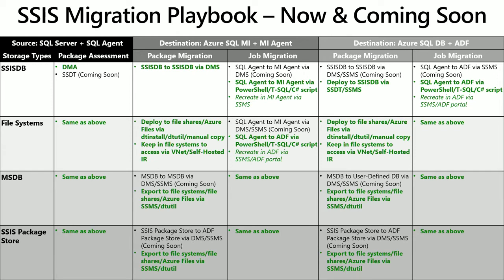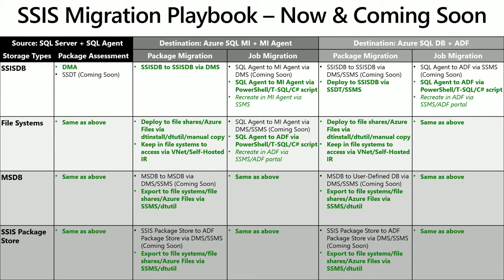And you can see in each of the cells of the matrix, we have this green text. The green text is essentially the action that we recommend. Either use the first class tool that's already ready. For example, if you have packages stored in SSISDB, you can already use DMS to migrate from SQL Server to MI. But if your destination is SQL DB, DMS doesn't support that yet, but you can just redeploy the packages or use some script, right?